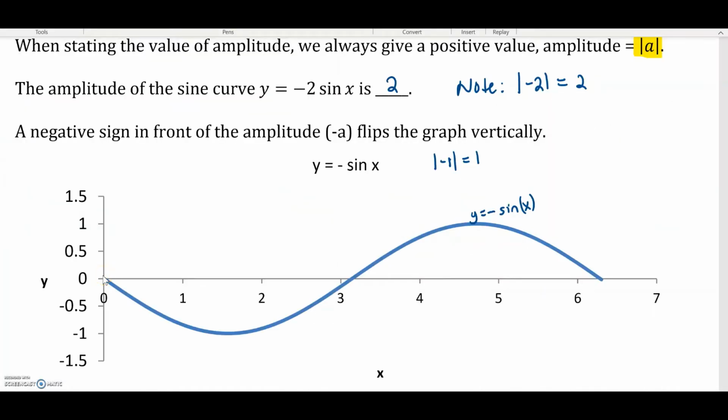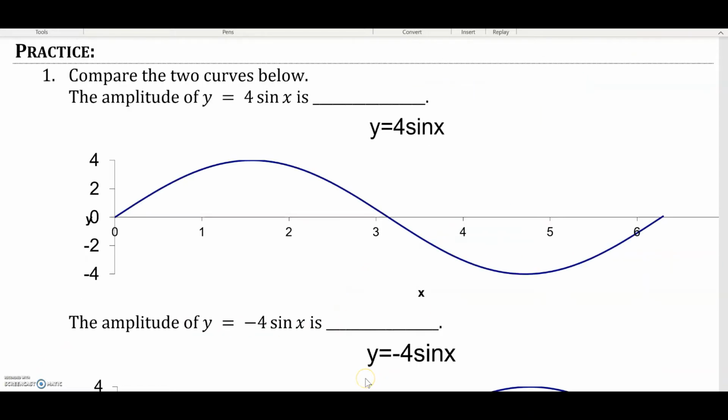Whereas with sine x, our function initially increases, goes to 0, decreases, and increases back up to 6.28, y is equal to negative sine x initially decreases. So compare the two curves below.